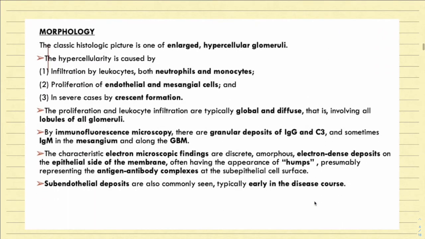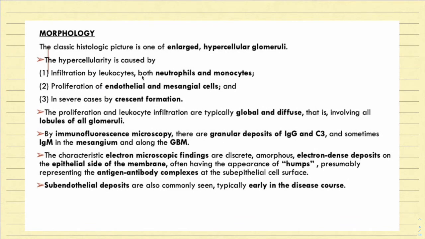Now, if you look at the basic morphology, the classic histological picture that you will see over here is one of an enlarged, hypercellular glomerulus. As I told you, whenever there is any kind of inflammation or nephritic syndrome, you will have an enlarged glomerulus which will be hypercellular. Why the hypercellularity? Because of increased infiltration of inflammatory cells, and proliferation of the mesangial and endothelial cells. In severe cases there might be crescent formation, characterized by RPGN, which we will read later on.